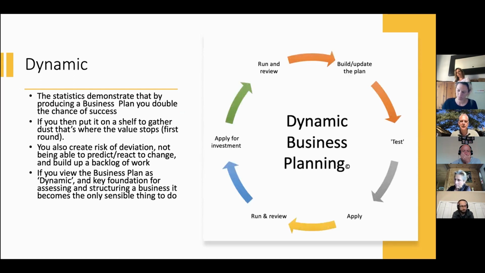Now, the little chart on the right is my attempt at capturing this bit of process, which is you start top right. You essentially build and you update the plan. You then test it. So you desk check. You ask questions like, what if this market isn't exactly what I think it's going to be? What would happen? What if my costs go in this direction across here? What if I can't recruit in a timely manner?